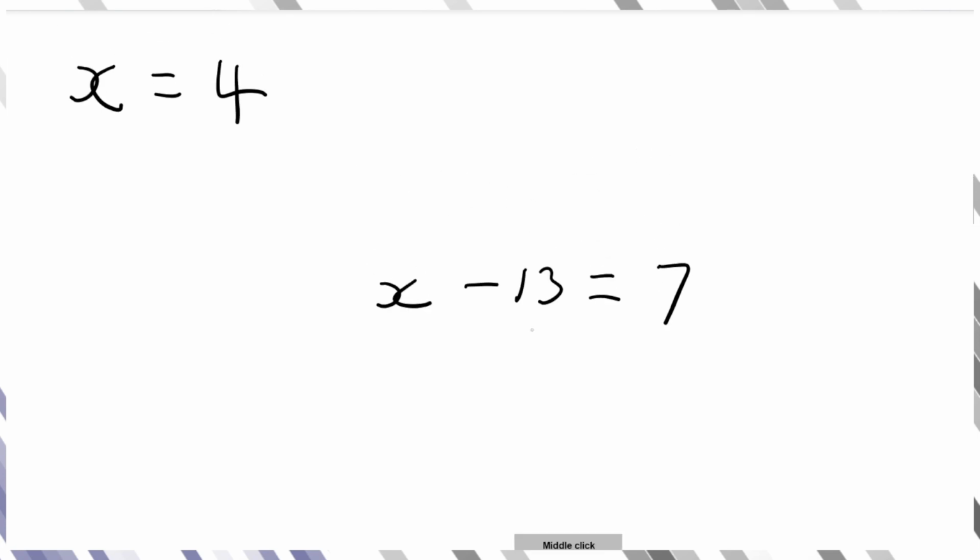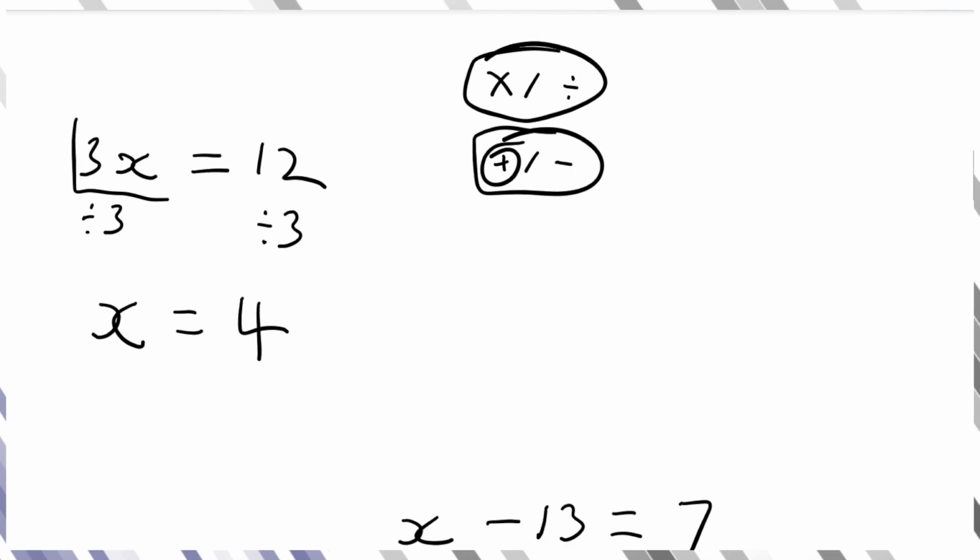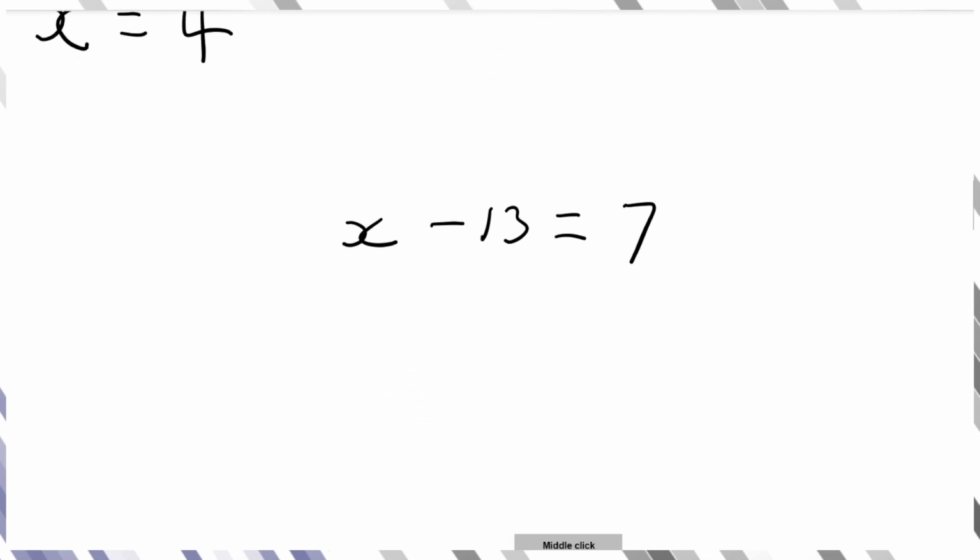Alright, let's say we've got x and it has a different operation involved. Let's say it's got minus. Let's say x minus 13 is equal to 7. Well, the opposite of minus, according to this, is plus. So we need to add 13 to get rid of that minus 13. So we add 13 onto this. That gets rid of the minus 13. So we've just got x. There's just x left on the left hand side.